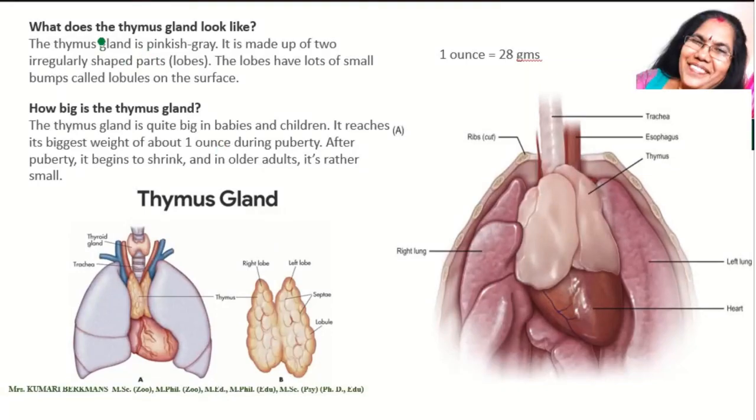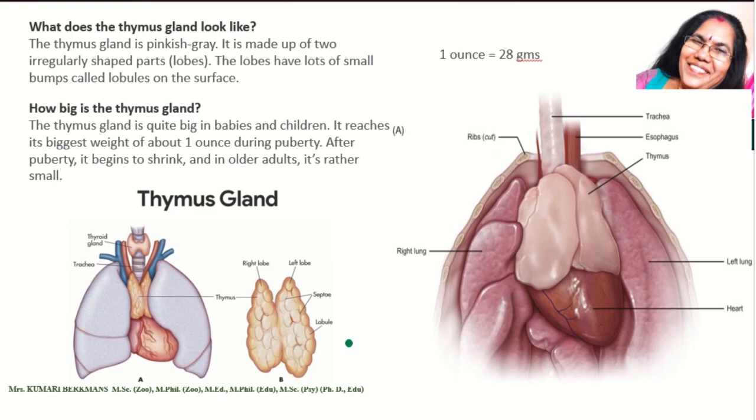And what does the thymus gland look like? Let us see. It is pinkish gray in color, and it is made up of irregularly shaped lobes. How many lobes are there? Two lobes. And if you look, there will be lots of small bumps, which are called lobules. You can see small bumps like this. It is not seen clearly here, so I have shown it here. These are called lobules.